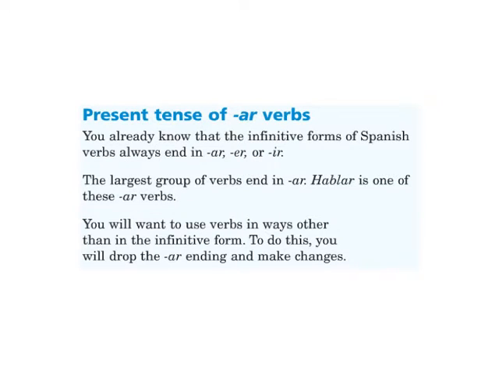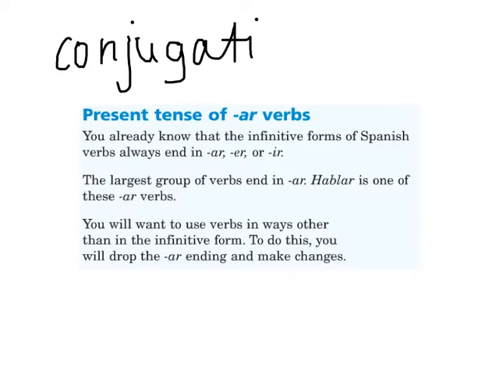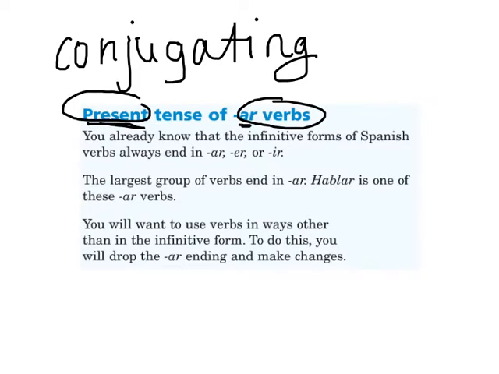Alright, so the present tense of AR verbs. Now, I want to just tell you guys before we even start, this is a very foundational concept in Spanish. This is something that's called conjugating, and this is when we say who is doing something. And this is what we're going to learn about today. We're going to learn about it in the present tense and with AR verbs only. But in the future, we're also going to practice with other kinds of verbs and other tenses. So I want you to make sure that you really get a good handle on this, okay?